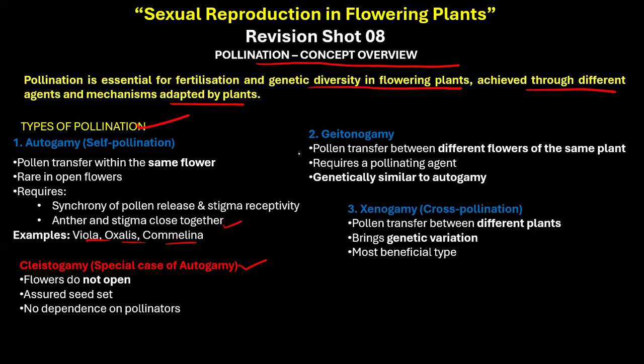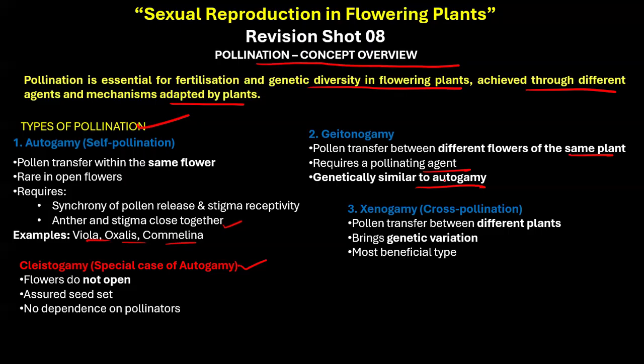So number two is geitonogamy. Geitonogamy is the pollen transfer between different flowers of the same plant. It requires pollinating agents, and it is genetically similar to autogamy. Although pollen is transferred by agents like insects or wind, genetically it is similar to self-pollination itself, because pollen comes from the same plant.